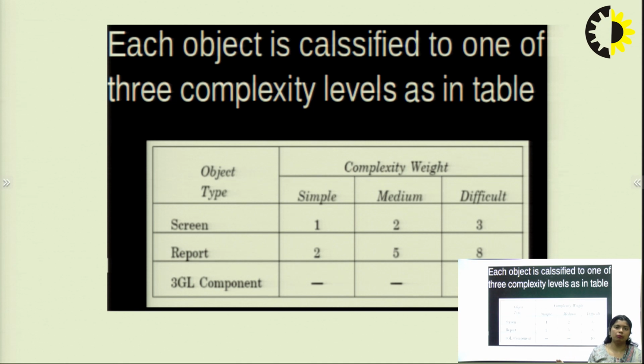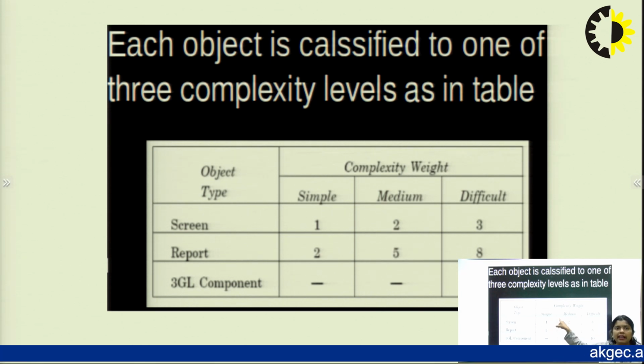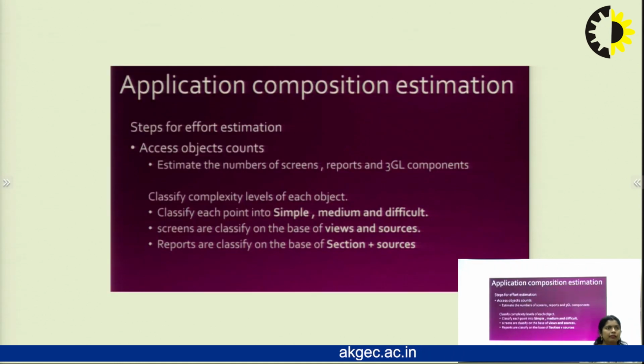All these particular complexity levels, we are going to sum up. Because for the application composition estimation model, the object point can be calculated by three parameters: screen, report and 3GL component. Then all these values will be summed up and multiplied by the complexity weight of the object point, that is 1, 2, 3. So, the application composition estimation model is classified with the help of the object point, and the difficulty levels are simple, medium and difficult.